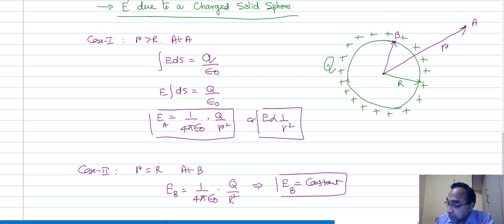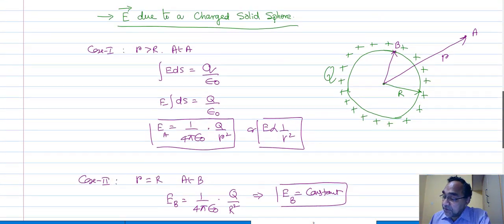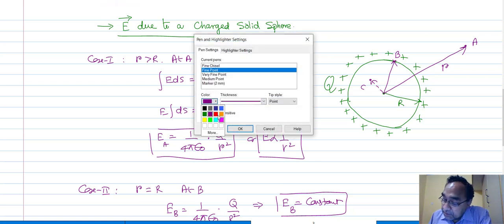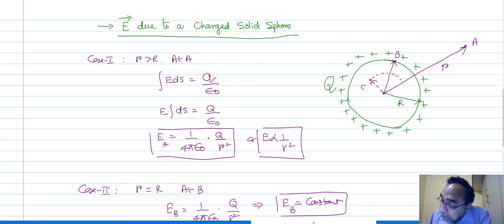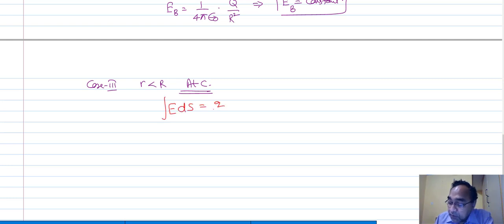Now there is a change. Now at C, that is case 3, r less than R, this is the most crucial one. At C what will happen? Where is C? Let us try to understand. C is the point here. So we have the sphere something like this. Now the question is, what we have seen in the previous case, Gauss law gives us integral E ds is equal to Q by epsilon naught.